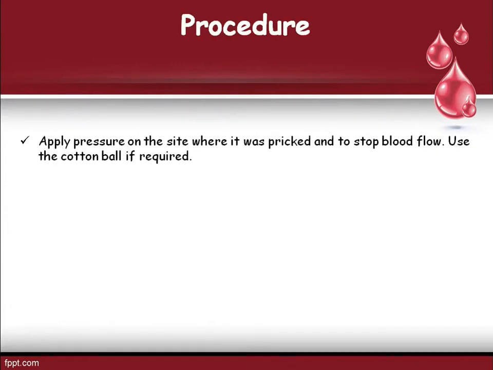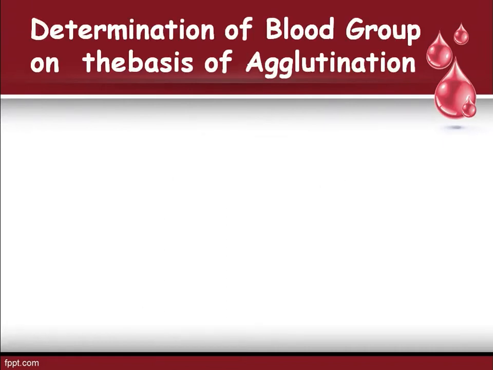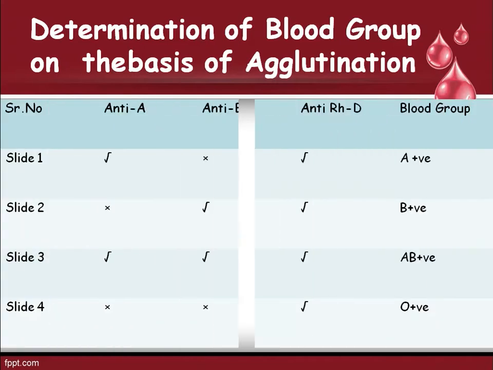Apply pressure on the site where it was pricked and, to stop blood flow, use the cotton ball if required. Mix the blood sample gently with the help of the toothpick or the glass slide and wait for a minute to observe the result. Determination of blood group on the basis of agglutination.